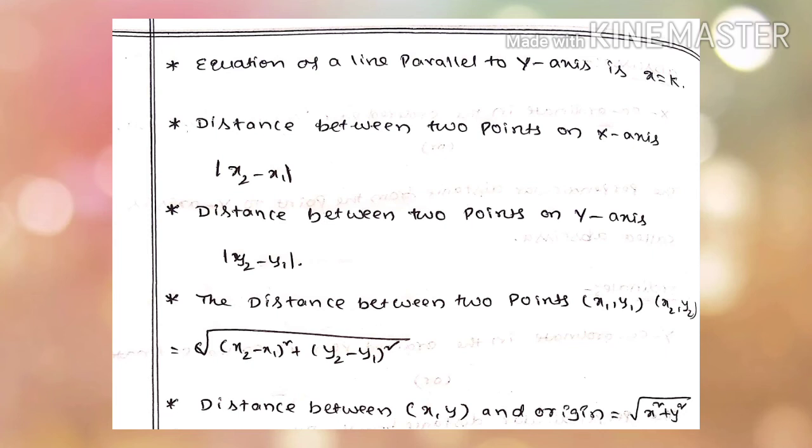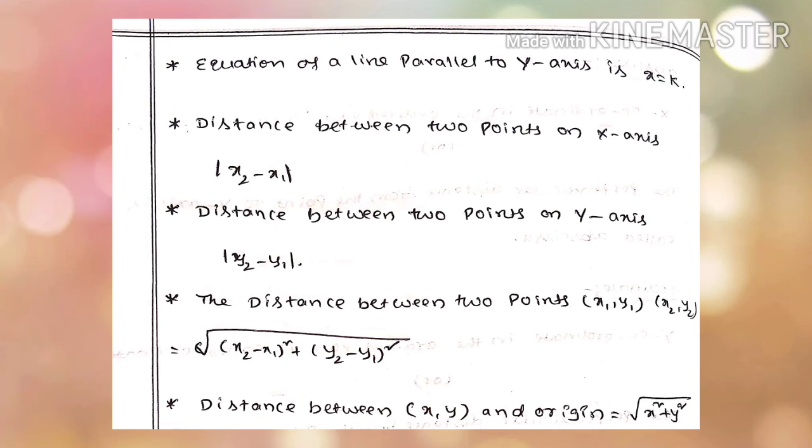Distance is equal to root of x2 minus x1 whole square plus y2 minus y1 whole square. And the distance between the given point x comma y and the origin is equal to root x square plus y square. These are the 4 distance formulae: modulus of x2 minus x1, modulus of y2 minus y1, root of x2 minus x1 whole square plus y2 minus y1 whole square, and the last one, root x square plus y square. Next, go for the second exercise: section formula, midpoint formula and centroid.